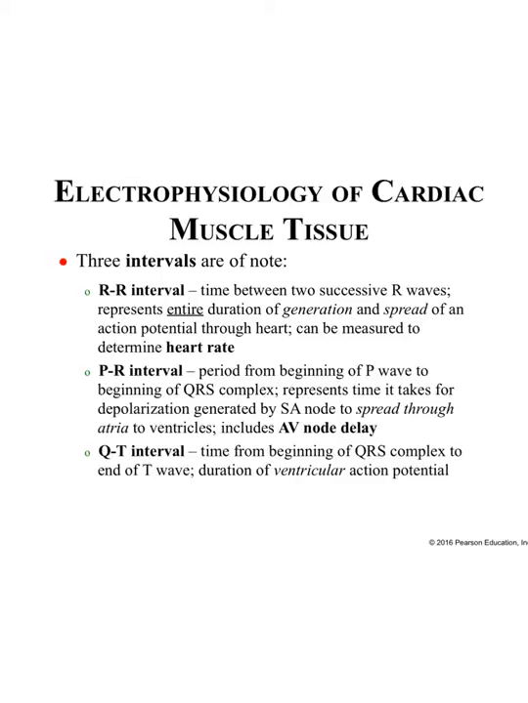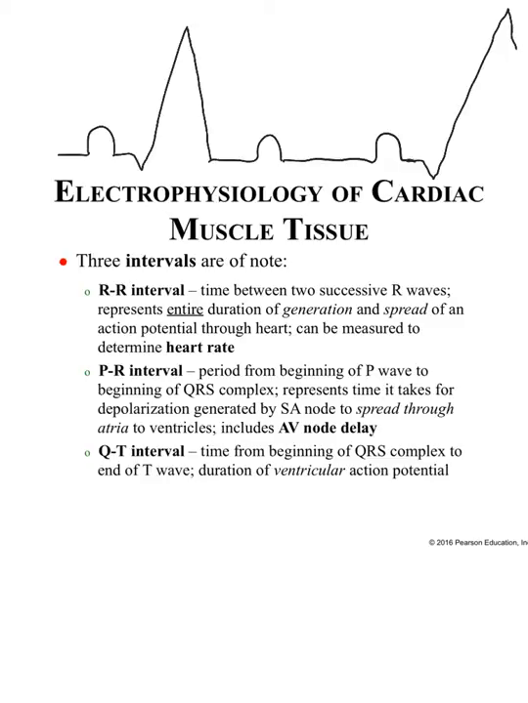So you have the R to R interval. This is the time between two successive R waves. Okay, so my R to R would basically be, if this is Q, this is R, from here to here. And typically when this is on graphing paper, you have little millimeter blocks, and they'll tell you how much time is represented by that. So basically this will give you information about how many times the heart's beating per minute. We refer to that as the heart rate. So that's beats per minute.